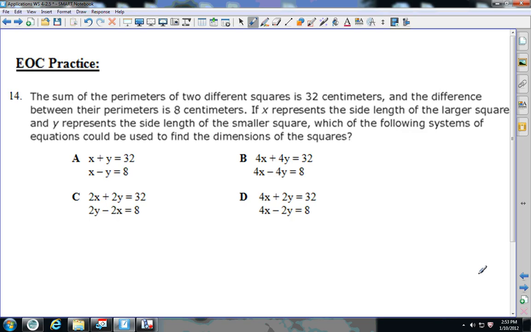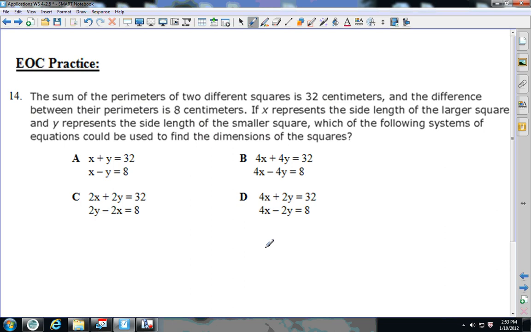Number 14. The sum of the perimeters of two different squares is 32 centimeters. The difference between their perimeters is 8 centimeters. If x represents the side length of the larger square and y represents the side length of the smaller square, which of the following systems of equations could be used to find the dimensions of the squares?